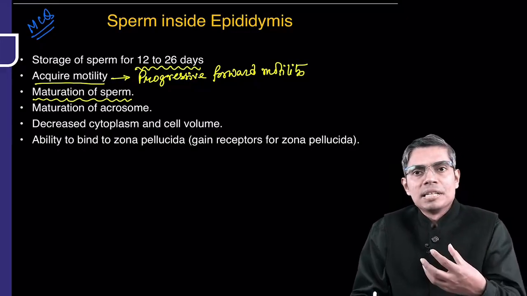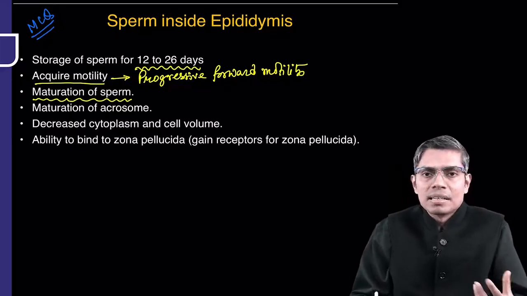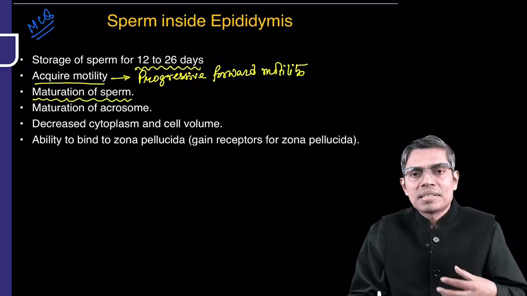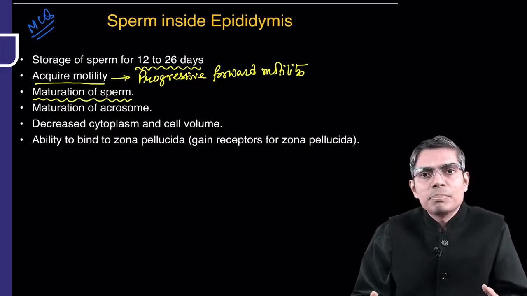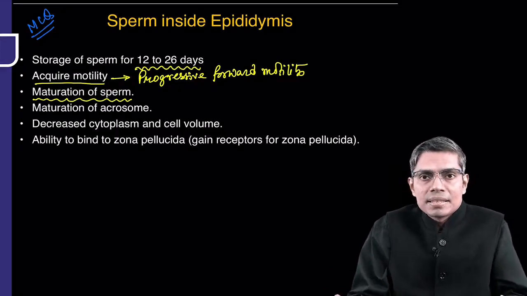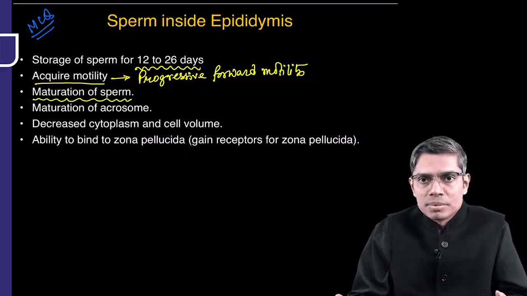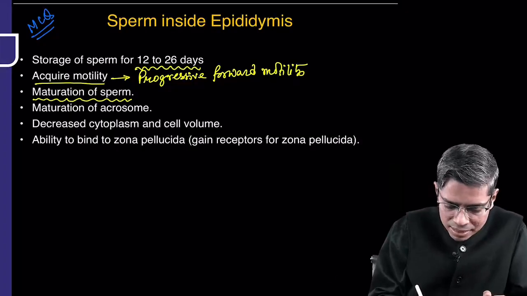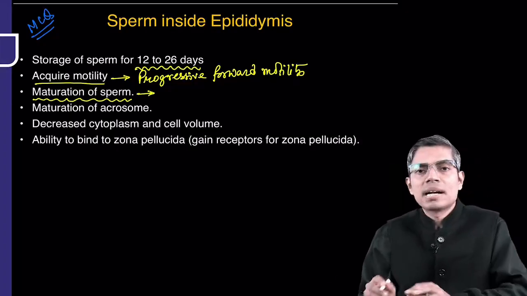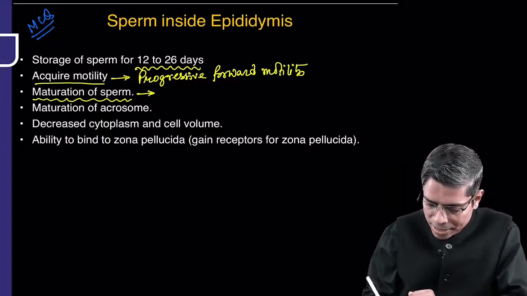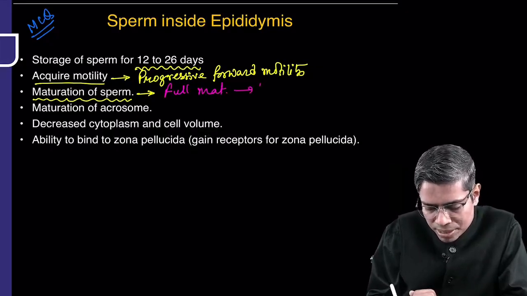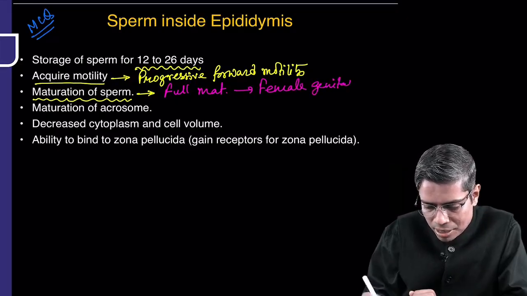But normally when the sperm is ejaculated into the vaginal tract or female genital tract, there is a process known as capacitation, by which the sperm become hypermotile. This capacitation or hypermotility of the sperm is essential for fertilization. That's why it is said that although the sperm is mature at the level of the epididymis, full maturity occurs at the level of the female genital tract, right? So you have to remember this.